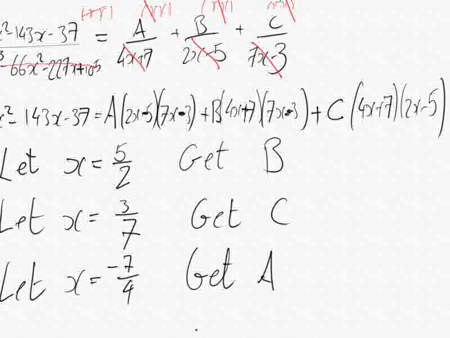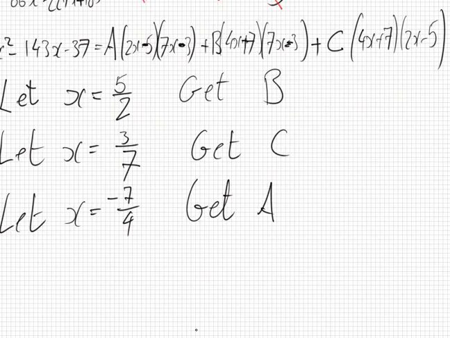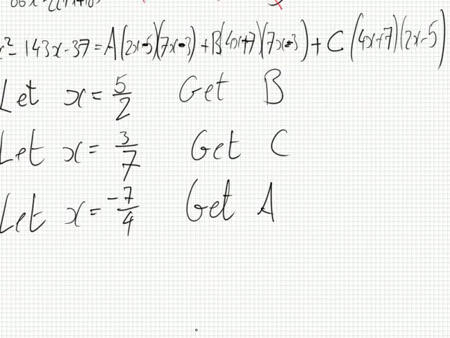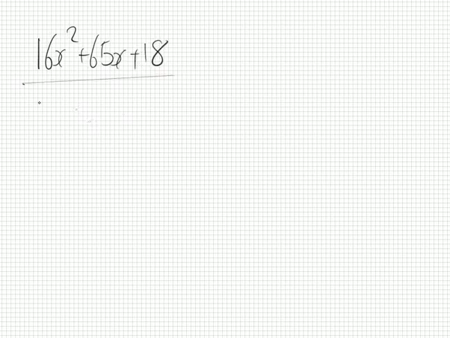Now, the next one. I'll do a couple more. I know they're difficult. Now, what did I just... H, isn't it? Okay, so H here. 16x squared plus 65x plus 18 over 28x cubed plus 36x squared plus 15x plus 2.